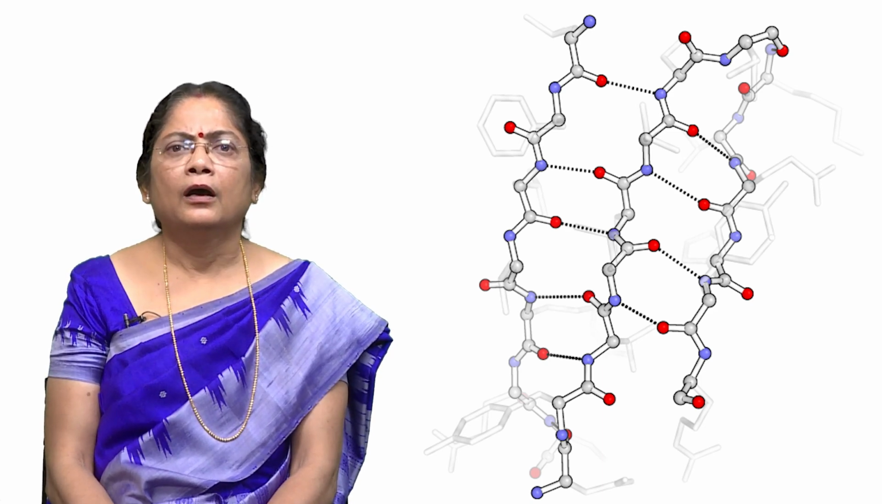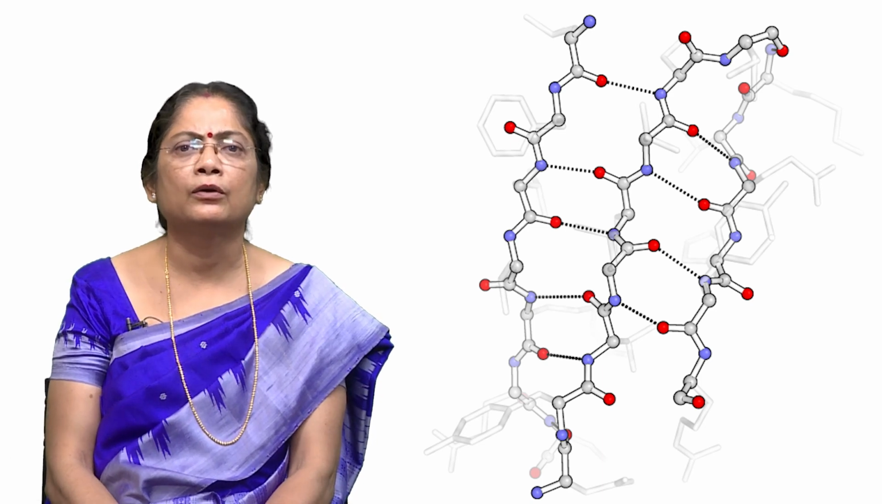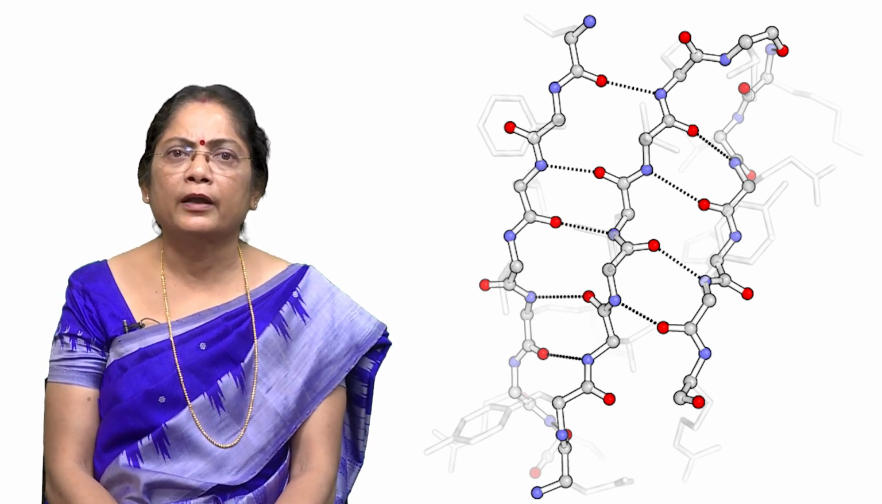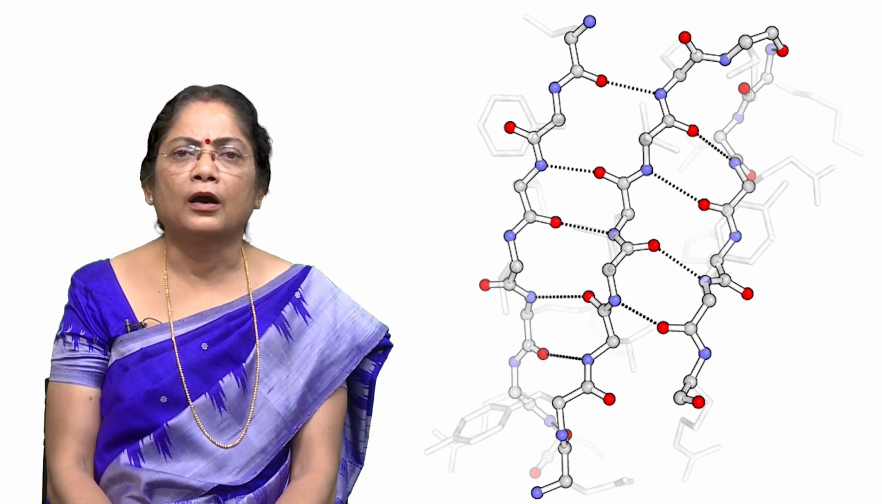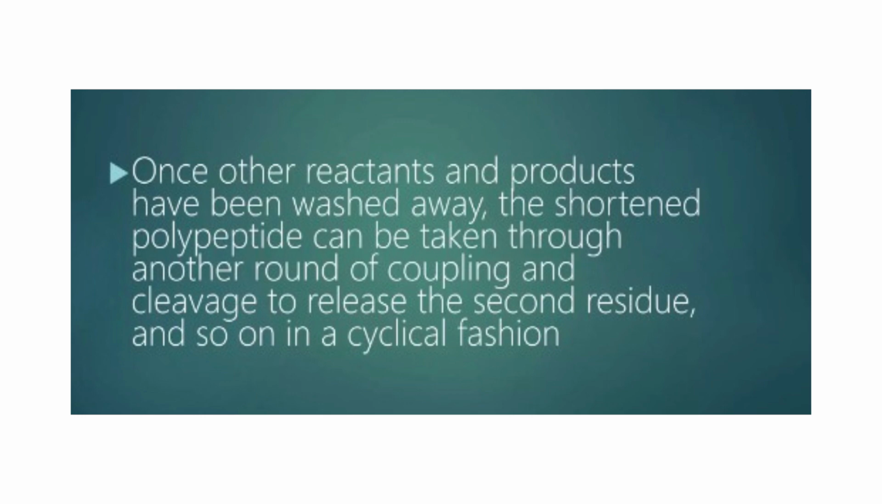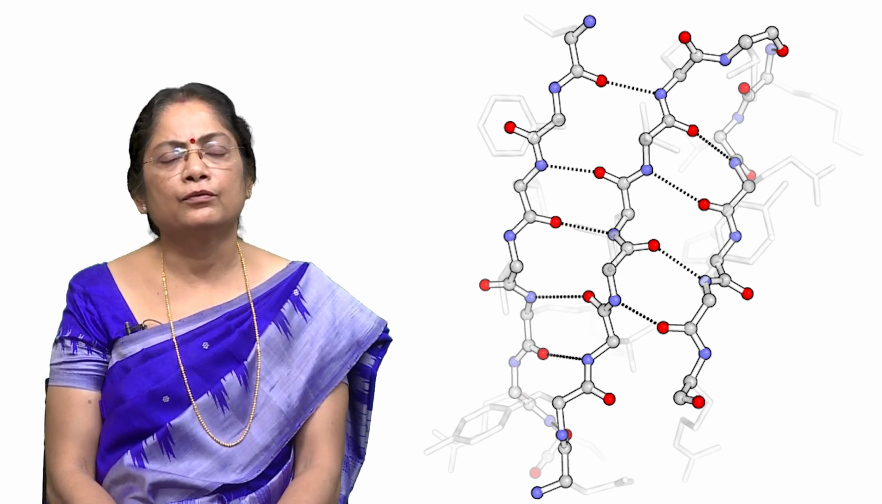Now, once the reactants and the products have been washed, what do we have to do? We do the coupling reaction, then the cleavage reaction, and when the products come out, we wash away the reactants and the products. The polypeptide chain is now one residue shorter, because the terminal one has been cleaved out. The shortened polypeptide chain can be taken through another round of coupling and cleavage, to release the second residue, and so on in a cyclic fashion. Coupling, cleavage, removal and washing go on until we reach the end of the sequence, until we get the whole sequence of amino acids.